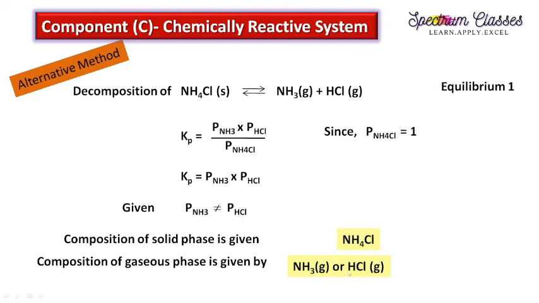What happened in the previous case? These two were the same, so on adding these two, we got NH4Cl again. So both phases were represented by NH4Cl as a compound. But here, since these two are not equal, we do not get NH4Cl as a whole, right? So it is a two component system. To define the solid state, we need NH4Cl, and to define the gaseous phase, we require either NH3 or HCl.